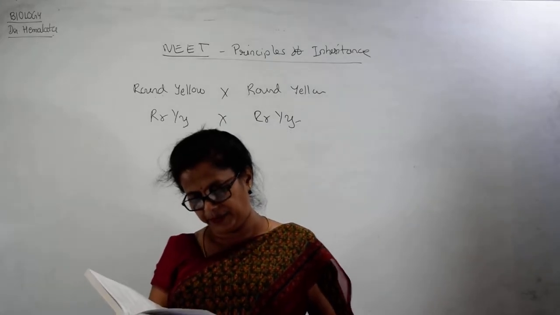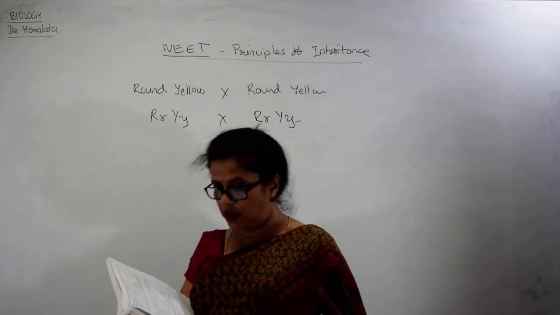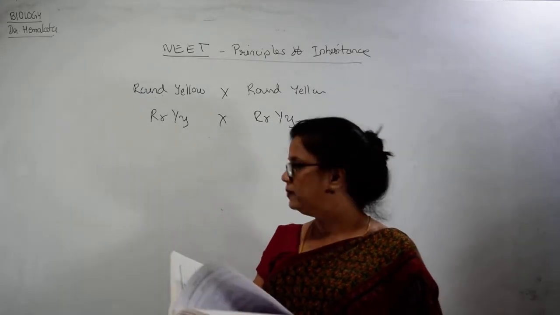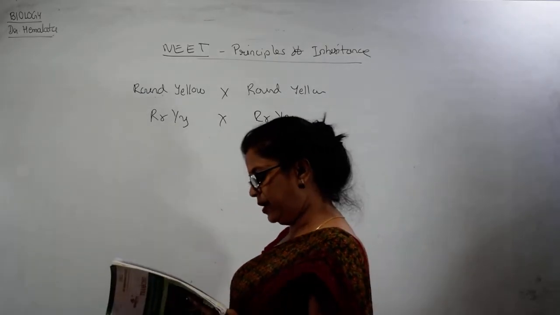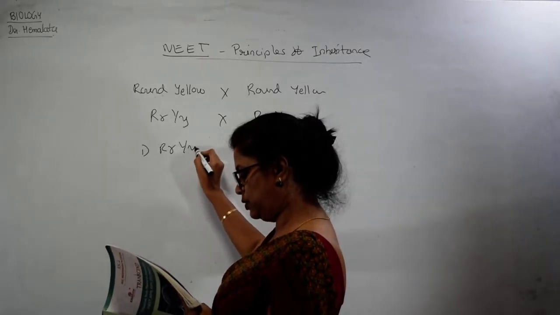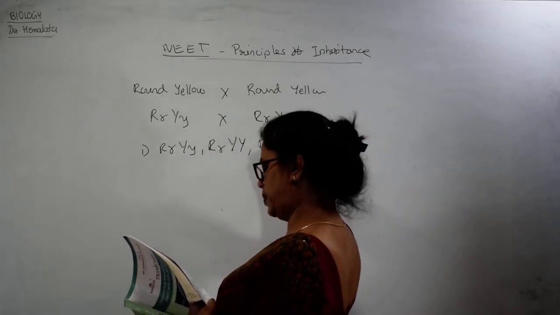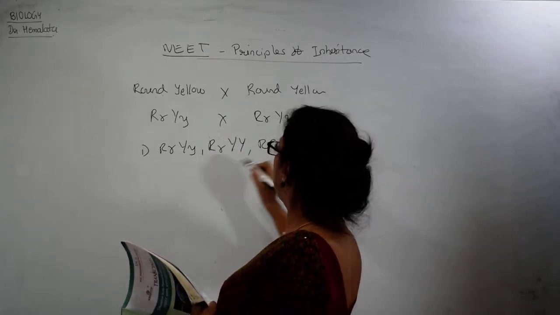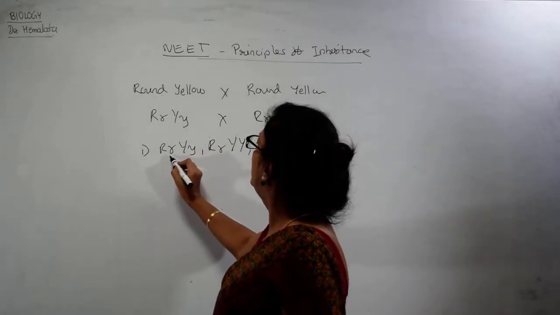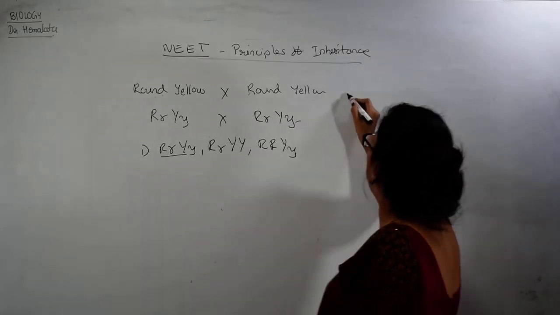The second option is saying capital R, small y, small y. This is properly what they are given. Okay, so let me write them. The first option they are saying capital R, small r, capital Y, small y; capital R, small r, capital Y, capital R, capital Y, small y. See what is the characteristic? This is a round yellow. This round yellow is not what they are asking.